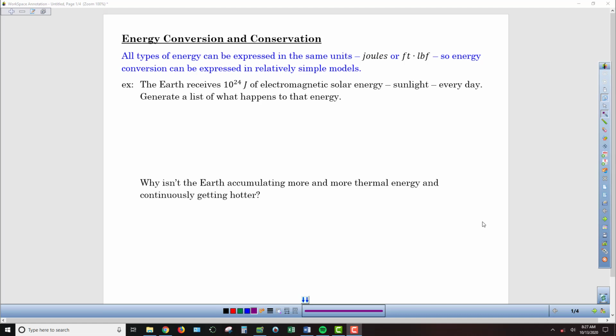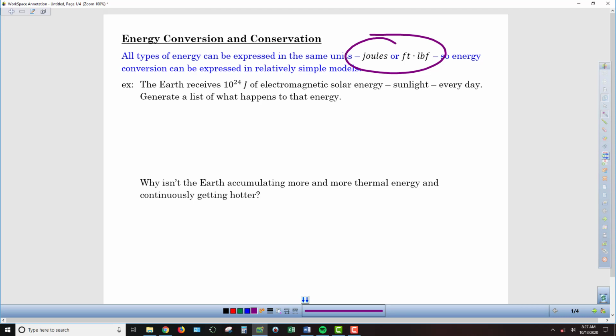Because all kinds of energy, whether electrical or chemical or mechanical, can be expressed in the same units, joules or foot-pound force, depending on our unit system, we can build pretty easy conversion models and do analysis in a pretty simple manner about any type of energy conversion.